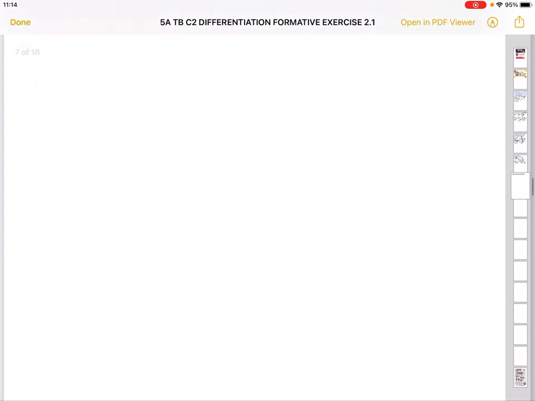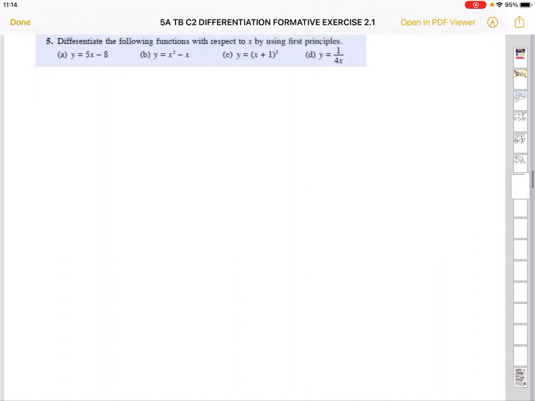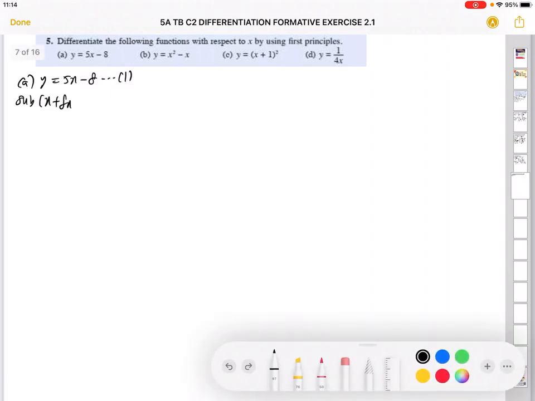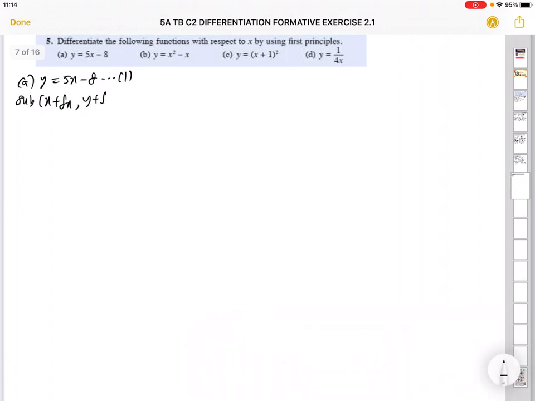Okay, I may have a bit of a space constraint. So let's do A first. Now we call y equals 5x minus 8 as equation 1. Remember, you always have to sub in x plus delta x and y plus delta y to form the second equation. So your y plus delta y is now 5 times (x plus delta x) minus 8. So when you expand, you get 5x plus 5 delta x minus 8.